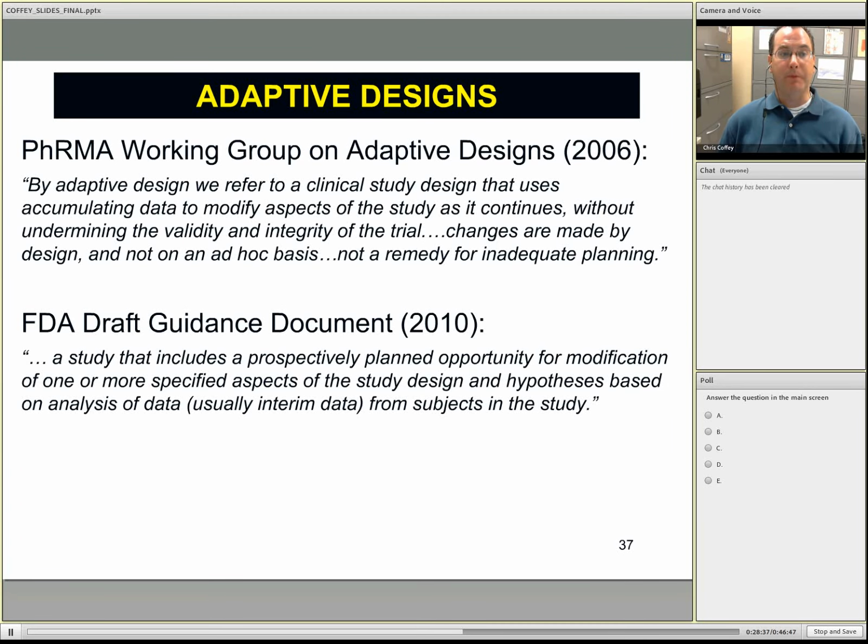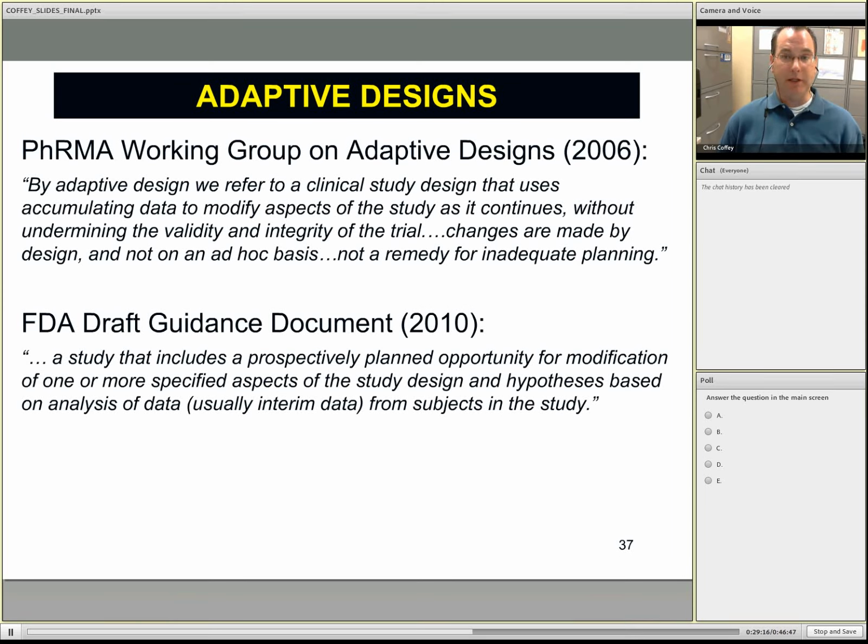The first came from a pharma working group on adaptive designs, which is now under DIA as a DIA scientific group. When that group was formed in 2006, they published a white paper, which was the first time that a formal definition of adaptive design appeared in the literature. Their definition has a couple of important aspects to it. They define an adaptive design as a clinical study design that uses accumulating data to modify aspects of the study as it continues. And then there are three important points after that. Without undermining the validity and integrity of the trial, the changes are made by design, not on an ad hoc basis, and it's not a remedy for inadequate planning.